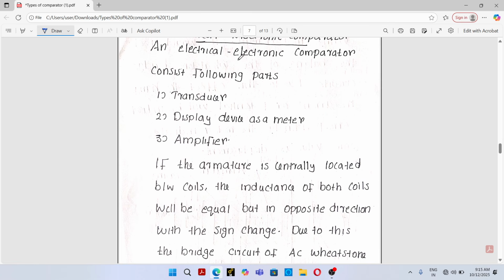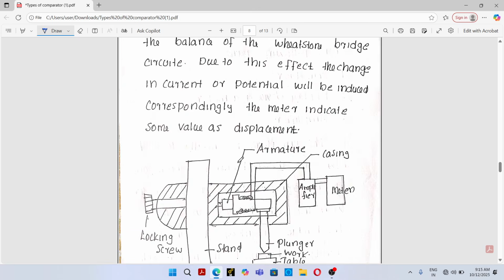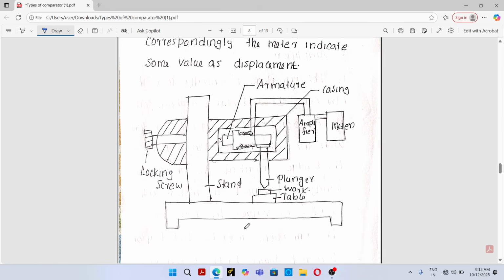An electrical electronic comparator consists of the following parts: a transducer, a display device such as a meter, and an amplifier. See, this is a figure of an electrical electronic comparator. The main parts are a plunger and an armature, then a stand, a locking screw in order to adjust the position of this assembly, then an amplifier and a meter.